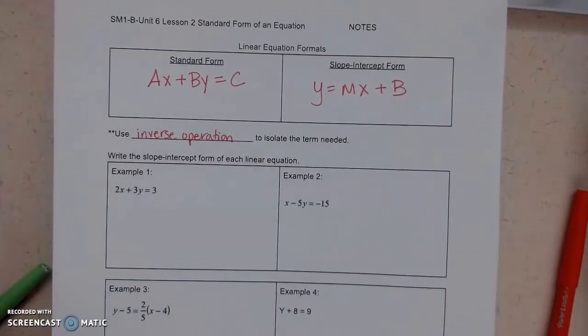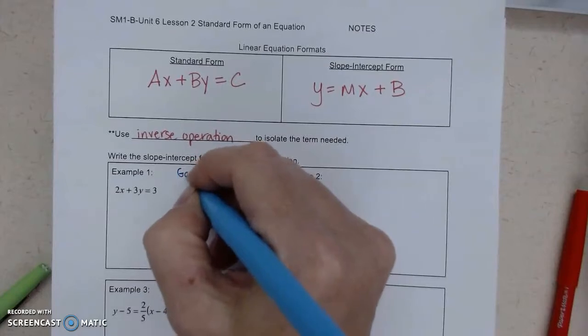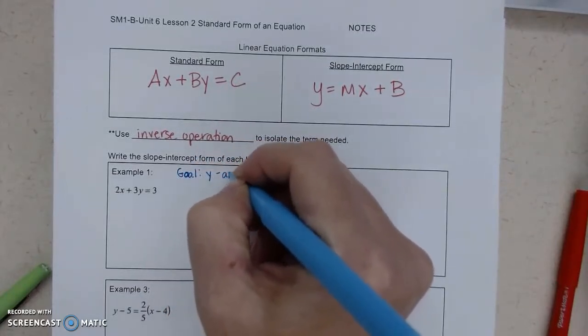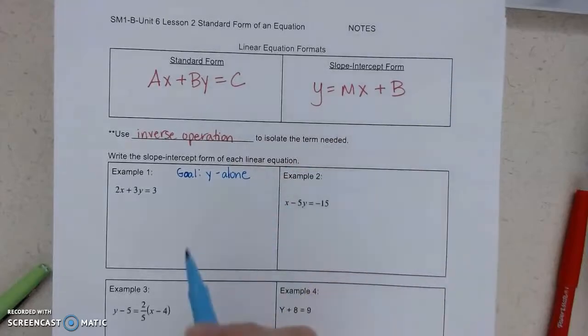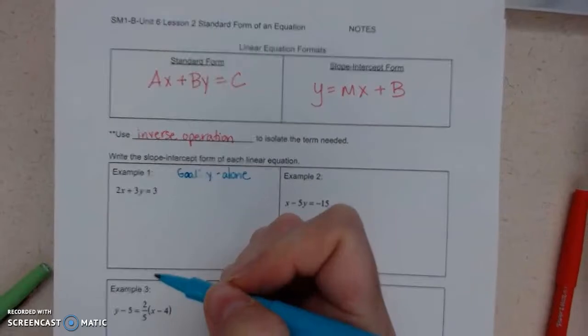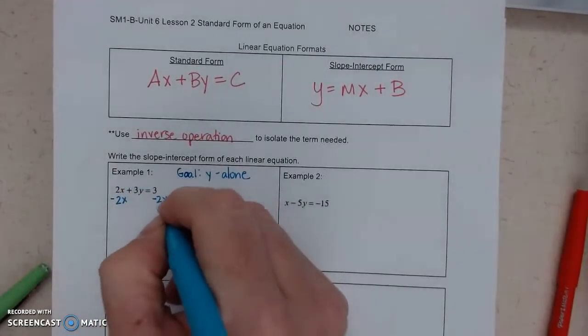All they want us to do is write the slope-intercept form of the linear equation. So our goal is to get y alone. What that means is we need to move the 2x term and we need to move the 3. We always want to add or subtract first. So we're going to subtract 2x from both sides.